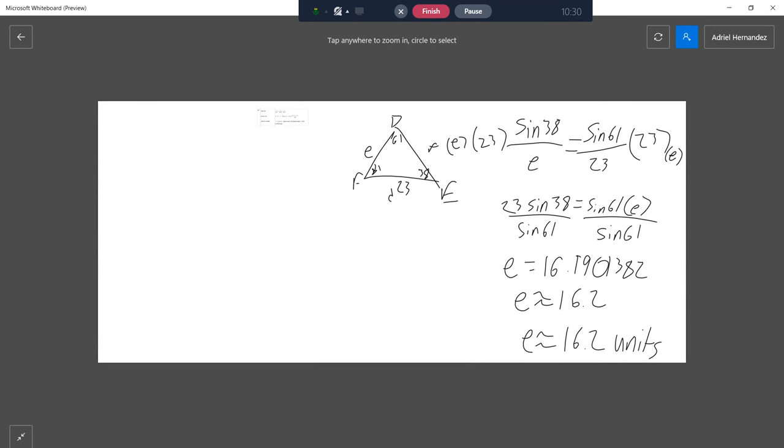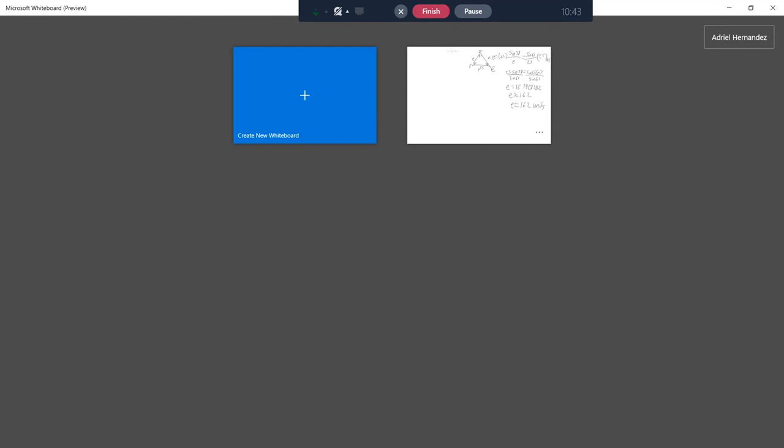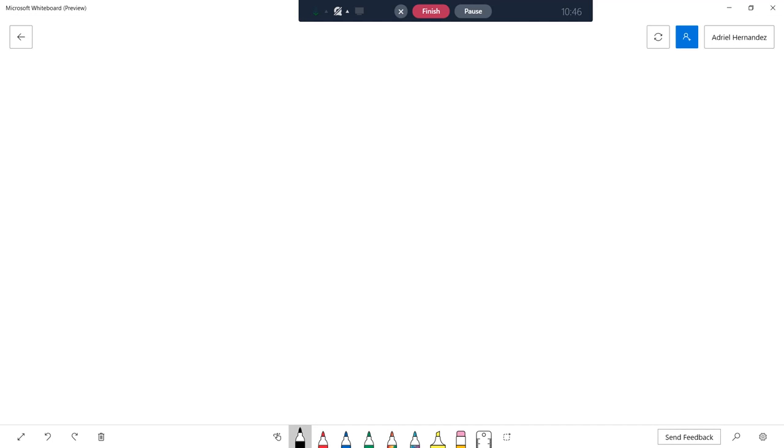Okay, so I'm going to show you another way to do it, because I just like using inverse sine and everything. So next I'm going to show you how to do it using inverse sine.